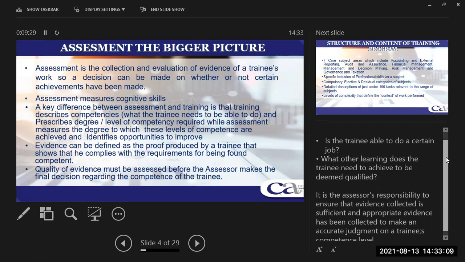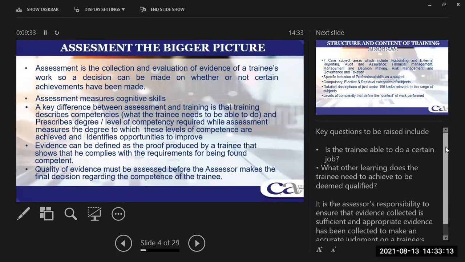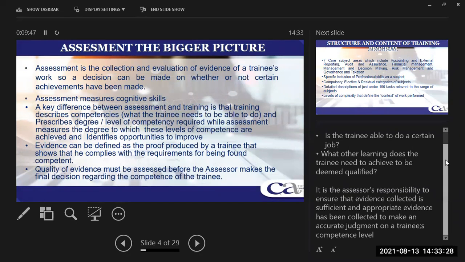So when the assessor is making the decision on whether the trainee is competent in a certain skill set, he or she can ask themselves a few questions, which include whether the trainee is able to do a certain job, and what other learning the trainee needs to achieve to be deemed qualified. It is the assessor's responsibility to ensure that sufficient and appropriate evidence has been collected to make an accurate judgment on a trainee's competency level.